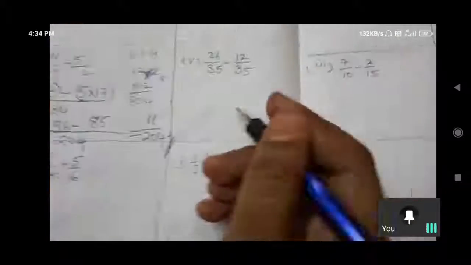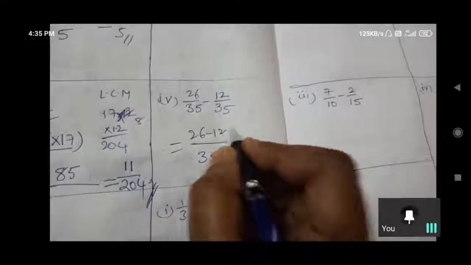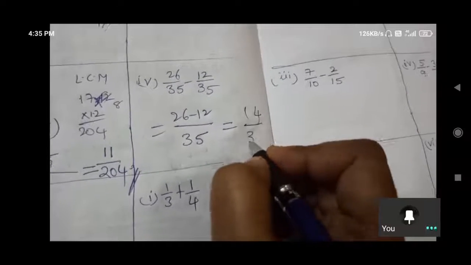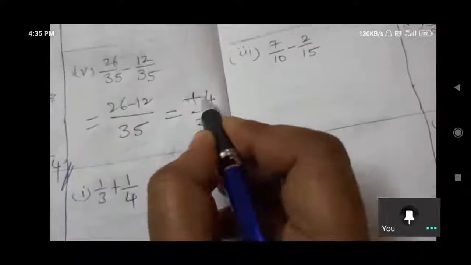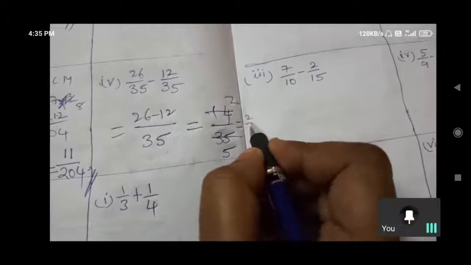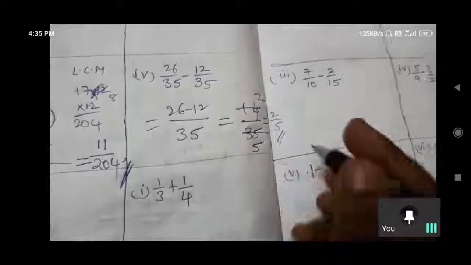Okay, this is same Nana. 35 is the common and 26 minus 12 is equals to how much? 14. Yes, 14 by 35. So we can simplify this one to simpler form. 7 2s are 14, 7 5s are 35. 2 by 5 is the answer here. Okay, you can do like that. Simplification also you can do.